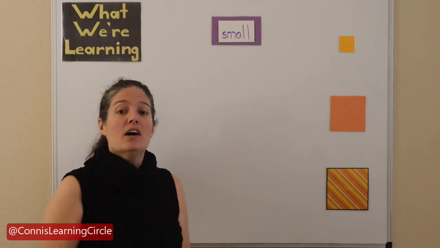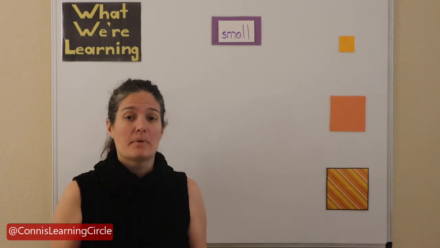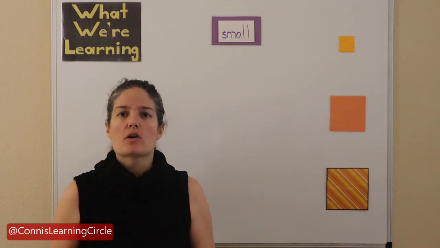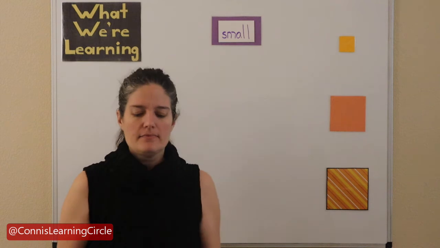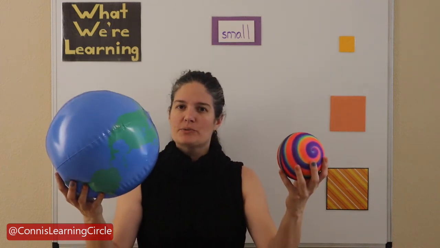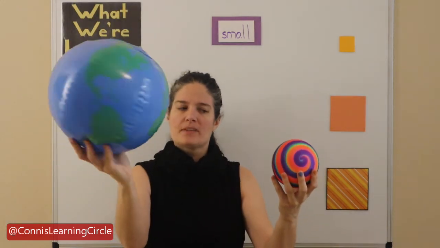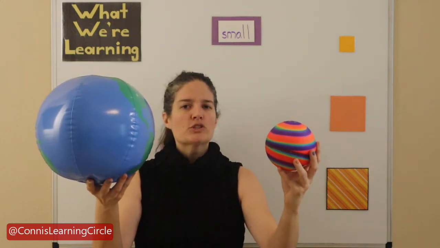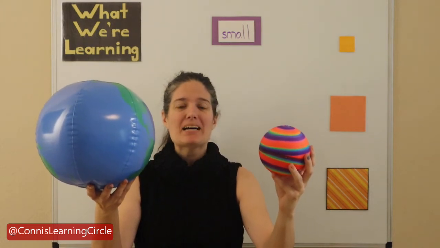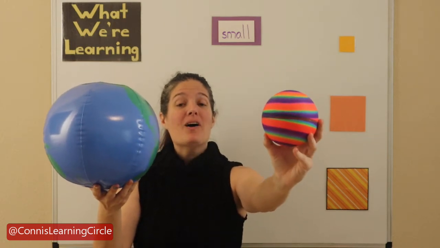Very good. Okay, let's look at a couple of toys I have with me today and see if we can describe them and compare them against each other so that we can talk about our concept of small some more, okay? All right, first, I have two balls. I have our ball here of our Earth, and I have this cool little rainbow ball over here. Which one is small? Which one takes up less space? If you said my rainbow ball, you are correct.